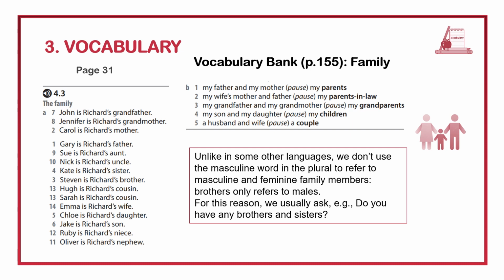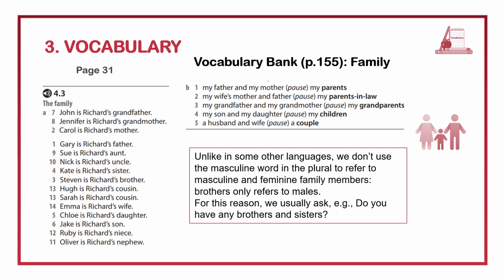Number 2, Carol is Richard's mother. Number 3, Stephen is Richard's brother. 4, Kate is Richard's sister. Number 5, Chloe is Richard's daughter. Number 6, Jake is Richard's son. Number 7, John is Richard's grandfather. 8, Jennifer is Richard's grandmother.